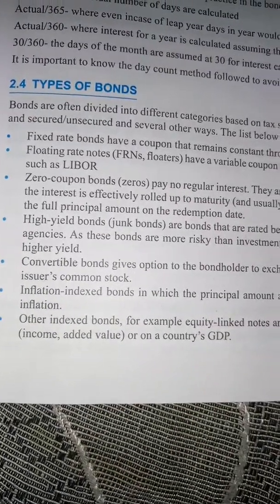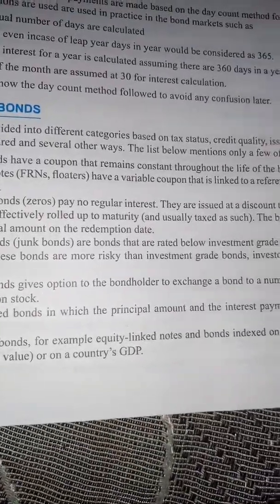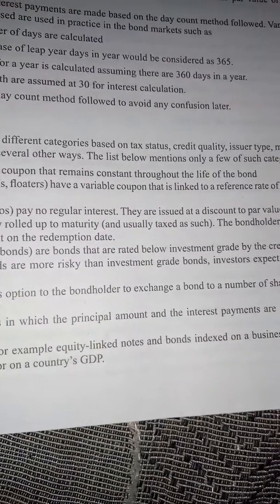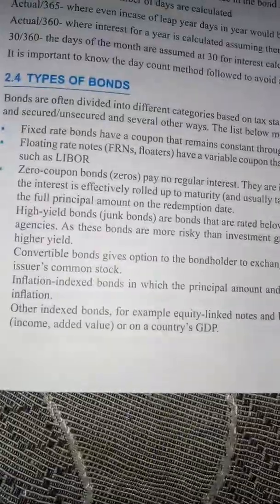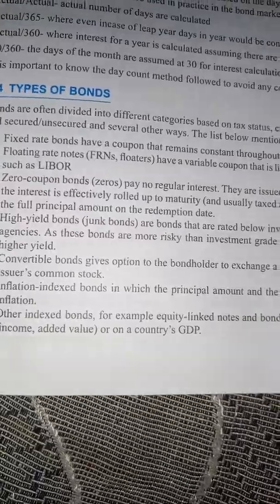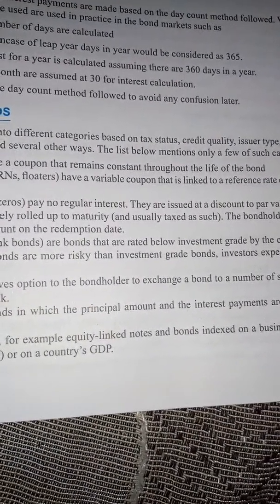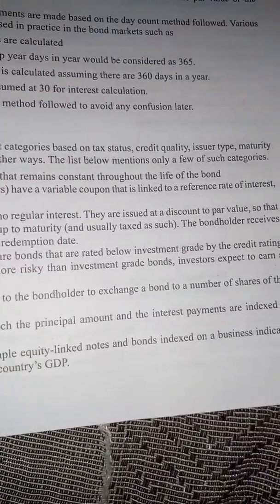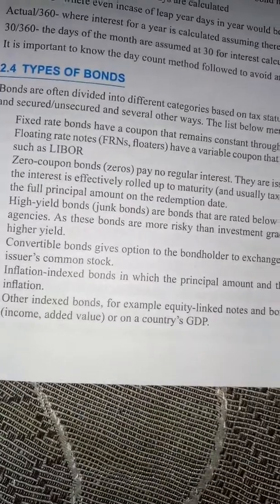Fourth, high-yield bonds, or junk bonds, are bonds that are rated below investment grade by credit rating agencies. As these bonds are more risky than investment grade bonds, investors expect to earn a higher yield.